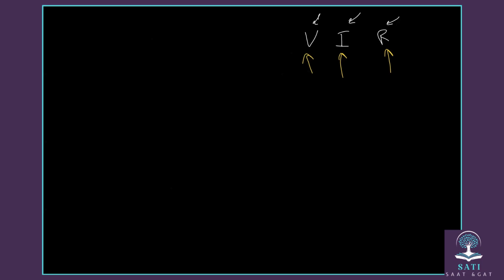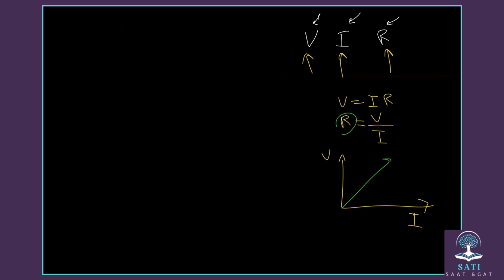Okay, these we said are linked in a formula: voltage equals I times R. So if we make R the subject, we get V over I, voltage over the current. How can this be drawn? If I draw voltage on Y, and for X, the current, then the resistor R will be a line that increases as V and I increase.